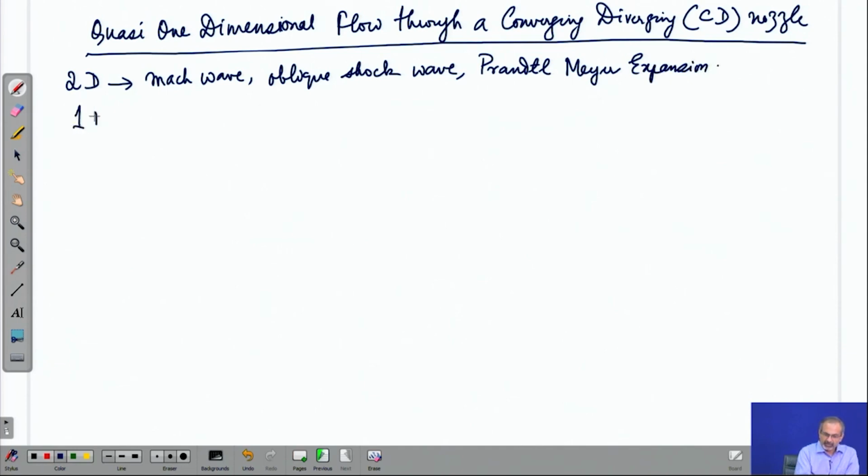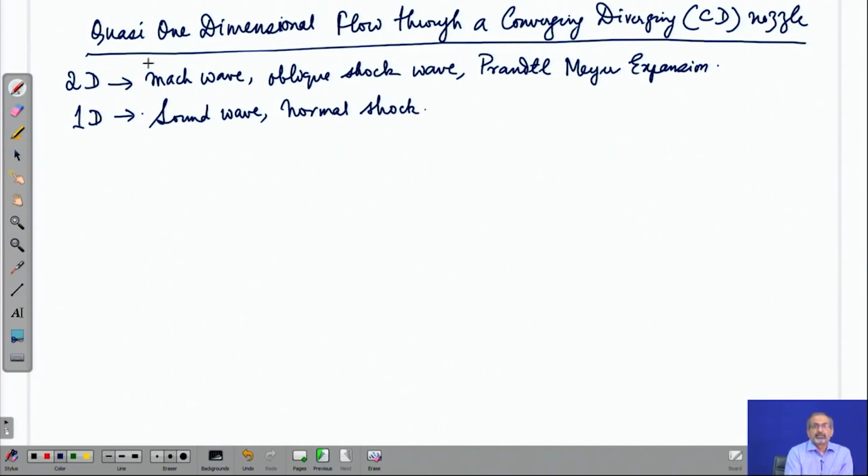What have we learned in the context of 1D flows? We have learned sound wave propagation, we have learned normal shocks. So, now we are going to take a path which is somewhere in between. We are calling it quasi one dimensional, that is, it is probably closer to one dimensional than two dimensional or higher dimensional. Under what situation and circumstances can we really have such flows?